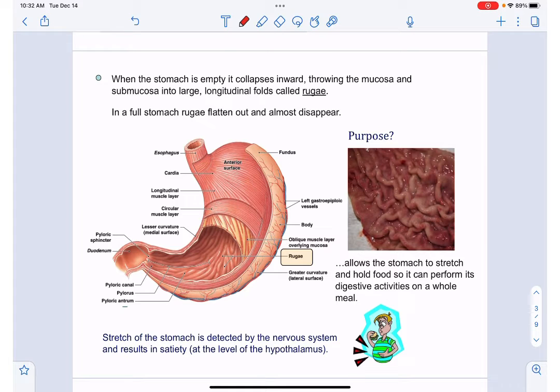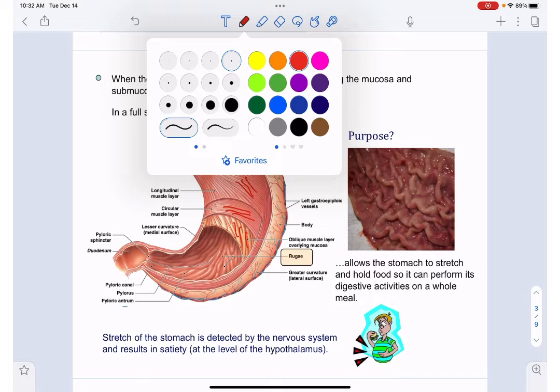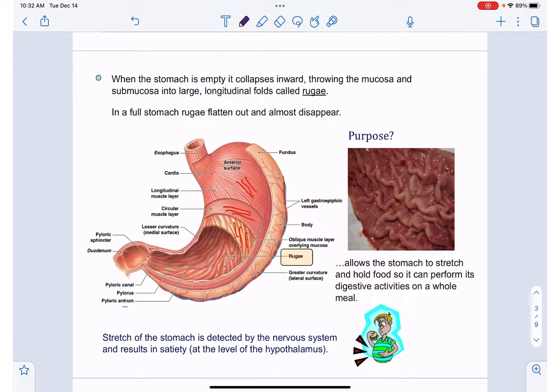So here you can see the 3 smooth muscle layers of the stomach. There's the longitudinal layer, there's the circular layer, and there's the innermost oblique layer. But something else that I want to point out is that when the stomach is empty, the mucosa and the submucosal layers of the stomach get thrown into these long, longitudinal folds that we call rugae. And here you can see these large, long, longitudinal folds that are called rugae.